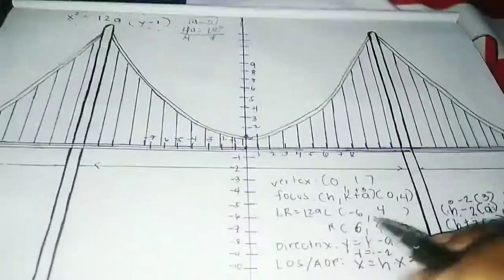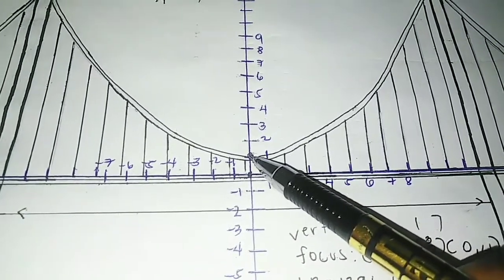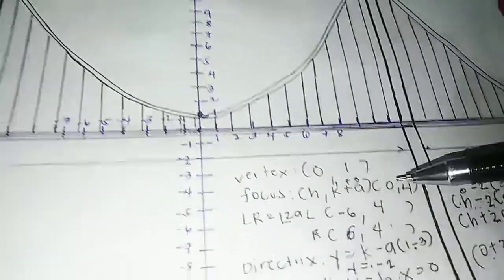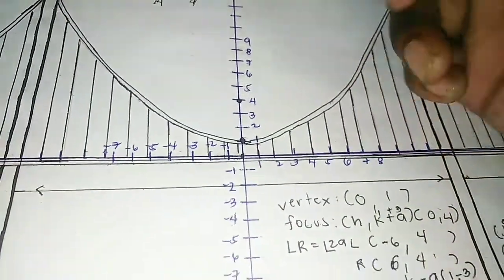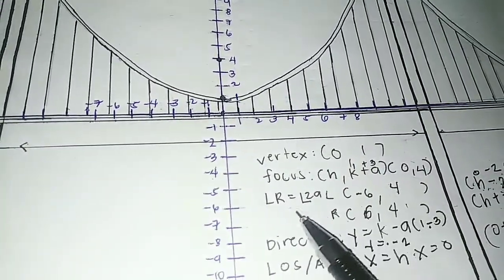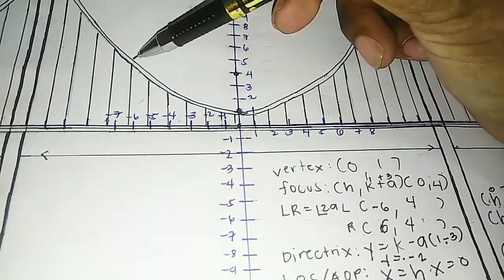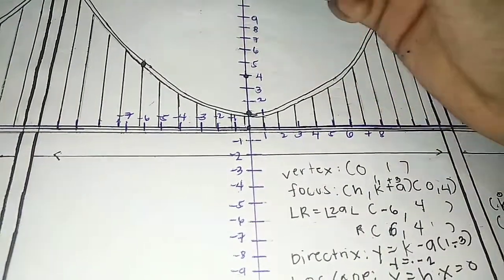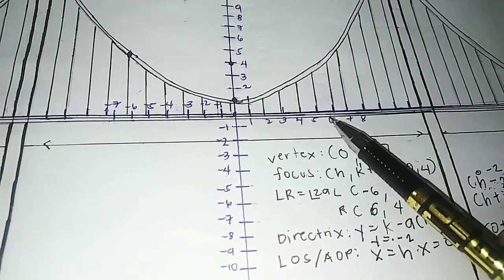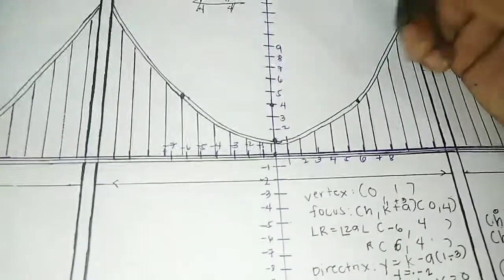Let's label them now. So ang ating vertex is 0 and 1, and ang ating focus ay 0 and 4. So ayan, 0 and 4. And ang ating namang left sa latus rectum is negative 6 and 4. So negative 6 and 4. So dito siya. And ang ating right is 6 and 4. So nandito siya. So check natin. Tama siya. Ayan po ang ating parabola.